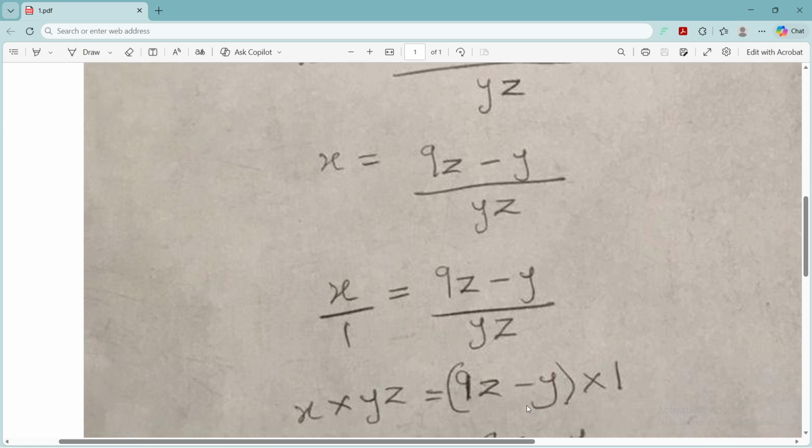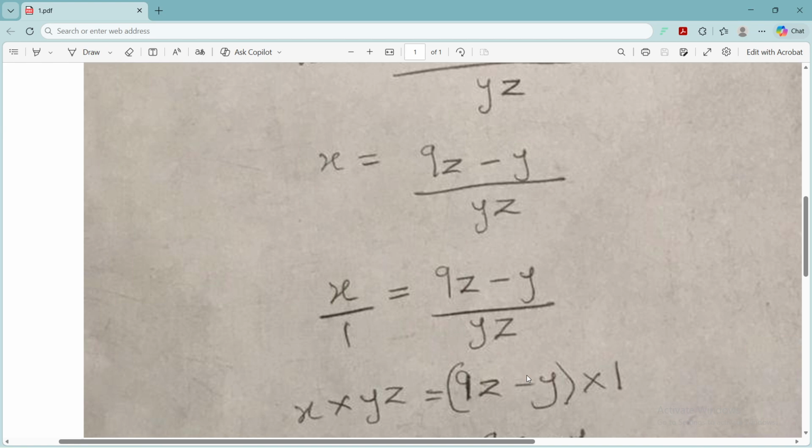So in cross multiplying, s multiplying yz, so yz will cross multiply s, right? So we would be having s multiplying yz equals 1 multiplying, or in brackets, 9z minus y, or in bracket 9z minus y multiplying 1. So we've done the cross multiplication.